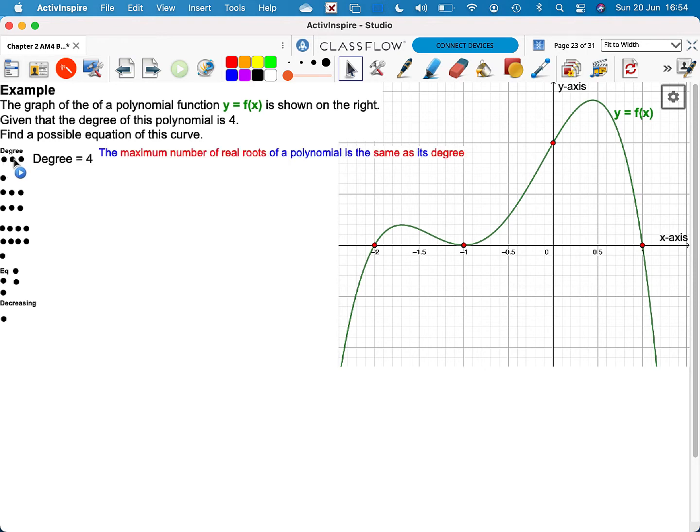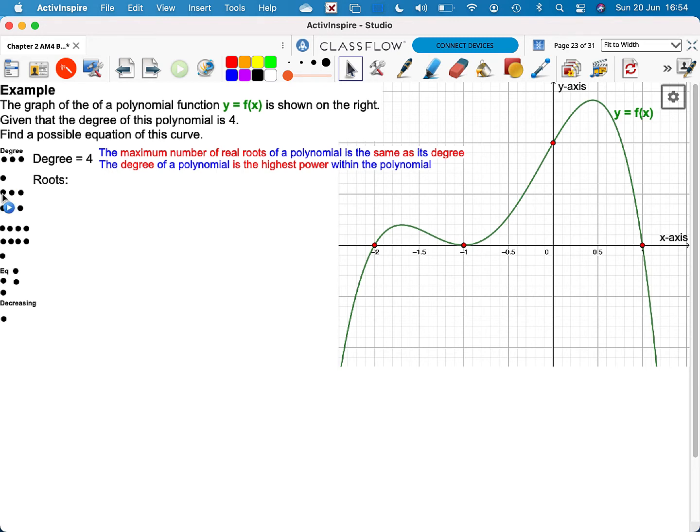Well, a degree is the max number of roots of a polynomial. The max number of real roots of a polynomial is the same as its degree. And the degree of a polynomial is the highest power within the polynomial. Okay, now we're looking at this graph and we need to identify what the roots are. And the roots are, I'd like you to write that down now, please.